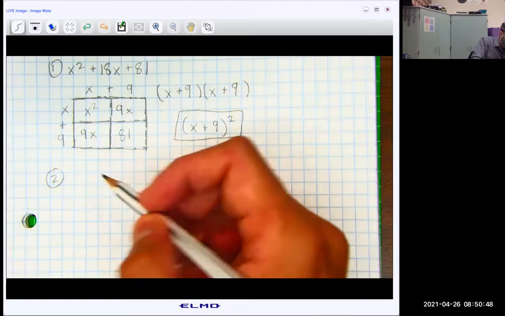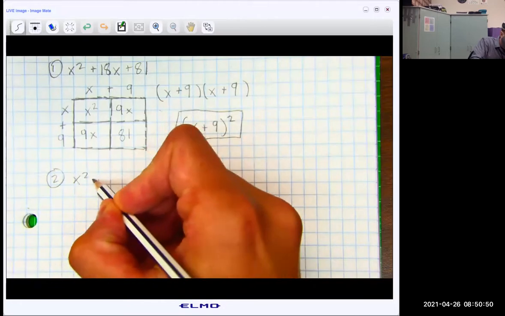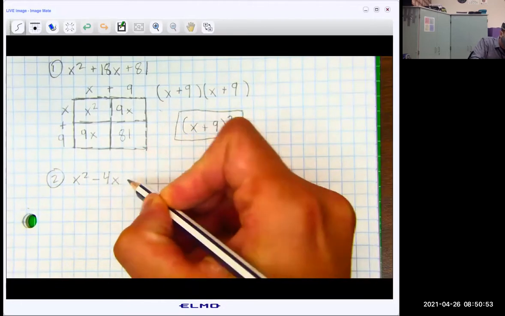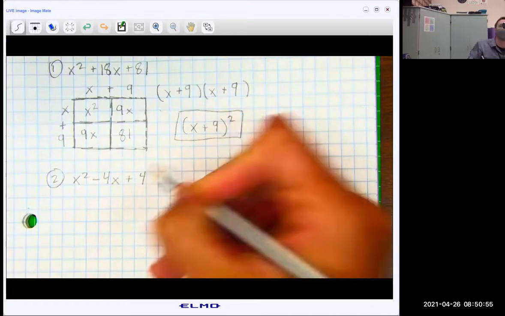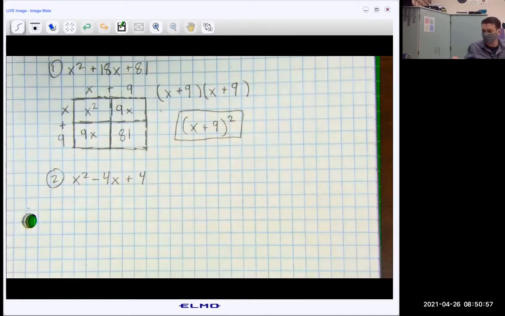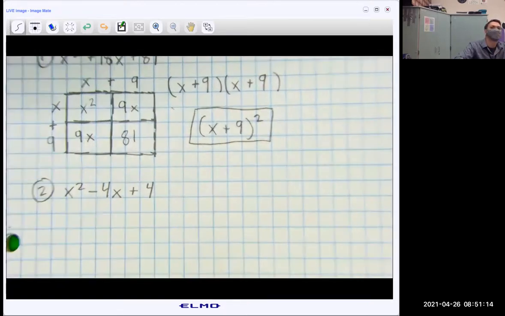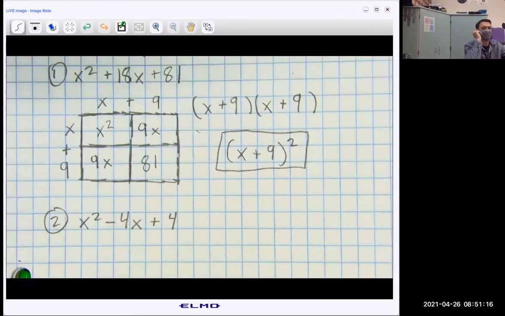So on this one, let's take x squared minus 4x plus 4. So someone help me. What do you want to do first here? What comes to mind first when you're thinking about that, when you're trying to solve it? Any ideas?